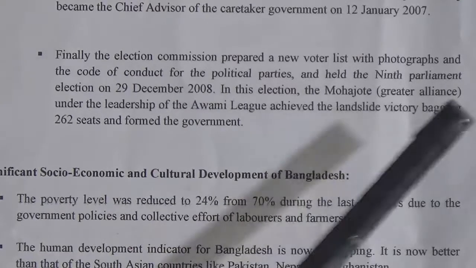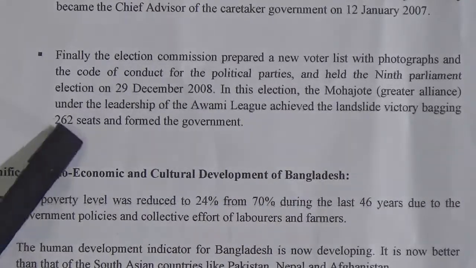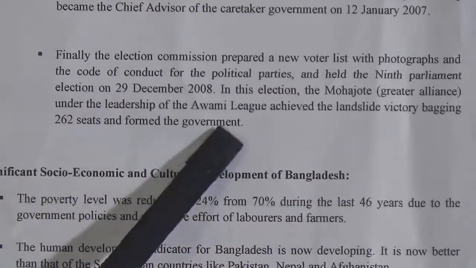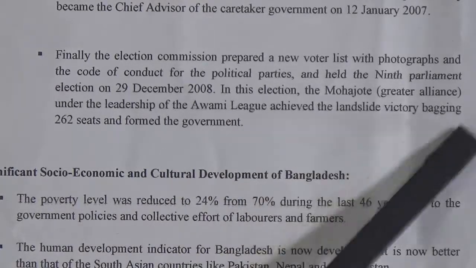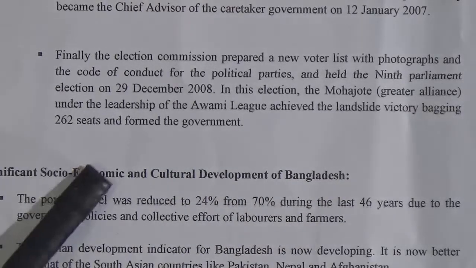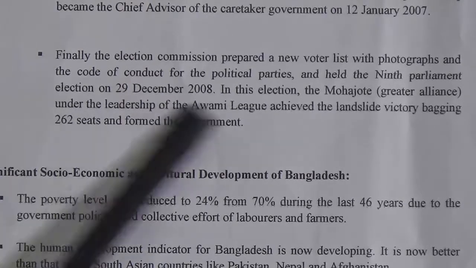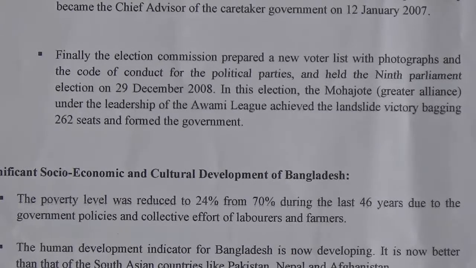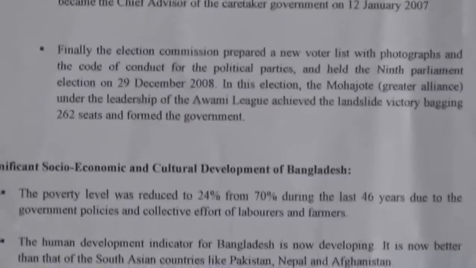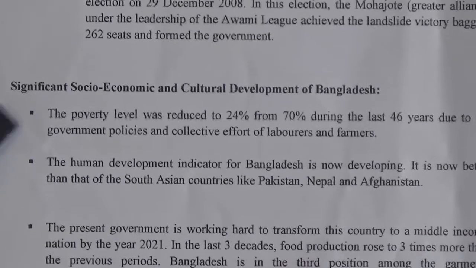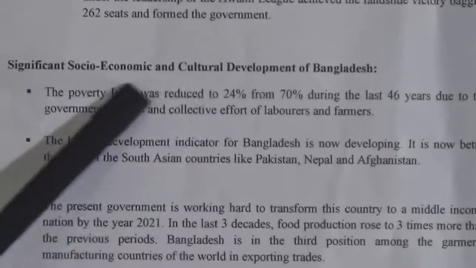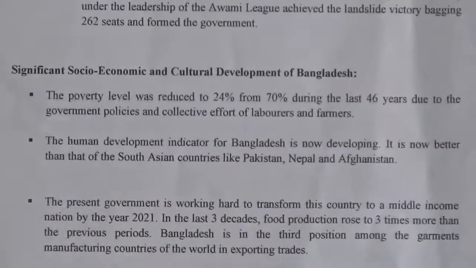In this election, the Mahajot, under the leadership of the Awami League, achieved the landslide victory, bagging 262 seats and formed the government. So finally, in 2008, after Awami League came into power. So next we are going to discuss significant socio-economic and cultural development of Bangladesh.